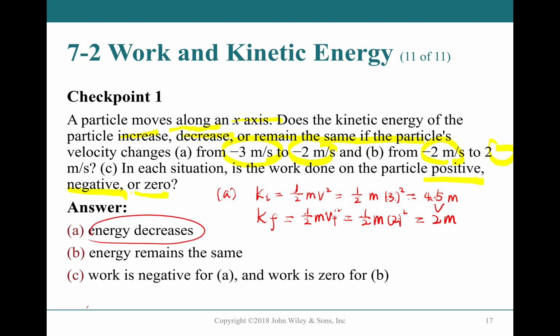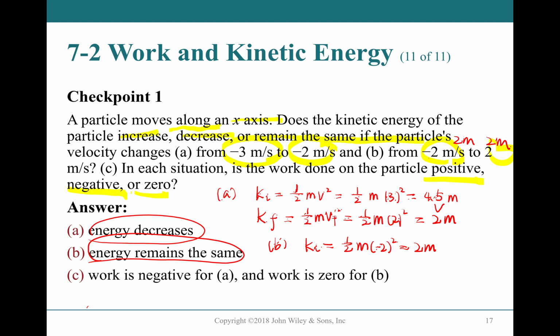And from -2 to 2, for B, your K initial with -2 squared is still 1/2 m times 4, so you are also going to get 2m, right? And the final is also 2m, so the energy remains the same. So this is going from 2m to 2m, okay?